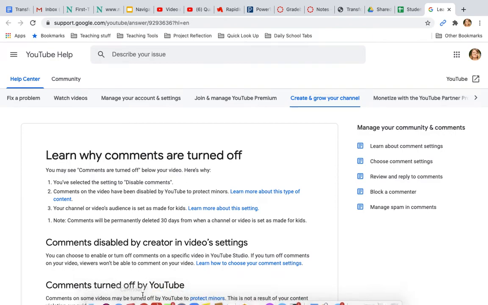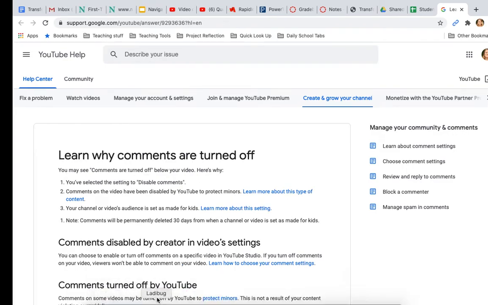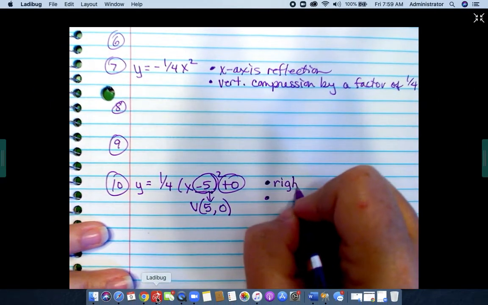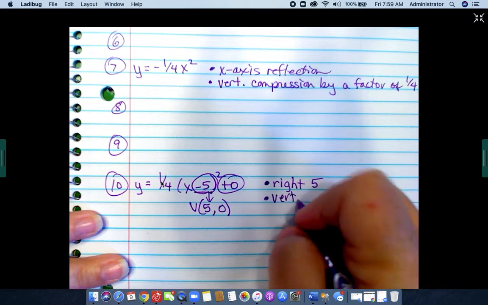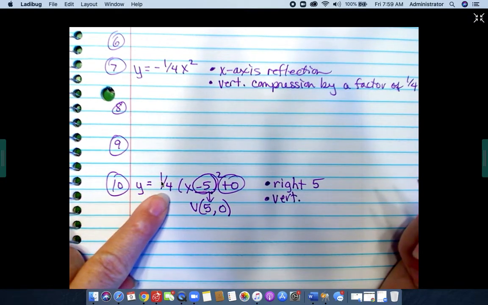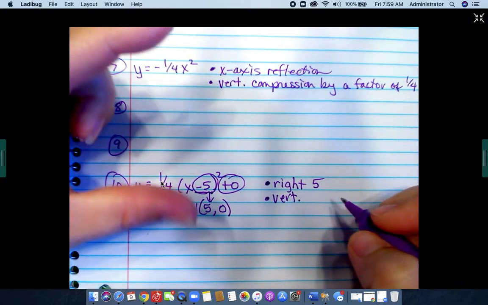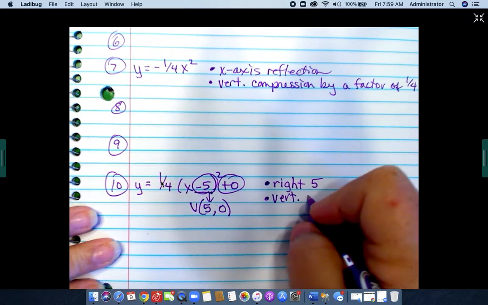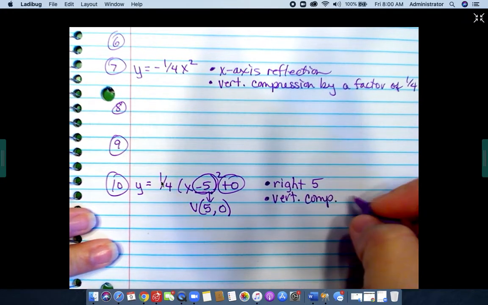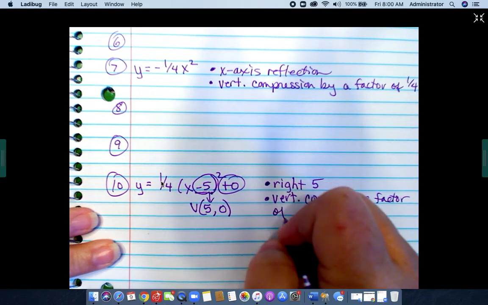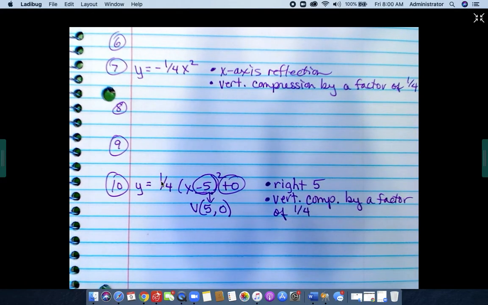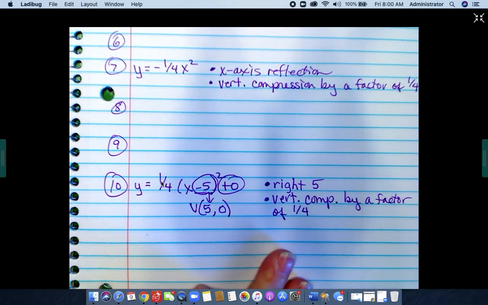Oops. Wrong screen. Right 5. And then what does the 1/4 do? This would be a vertical, what? Fractions make it fatter. To make it fatter, I have to squeeze on it. So that's a vertical compression by a factor of 1/4.